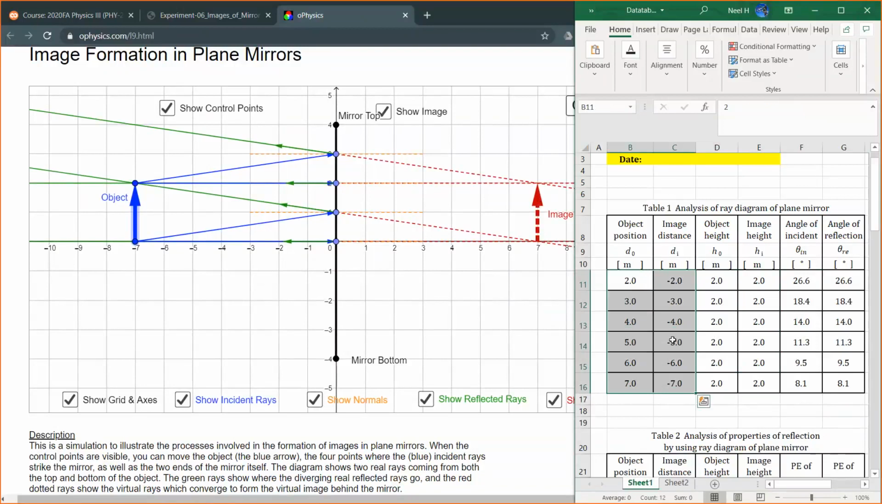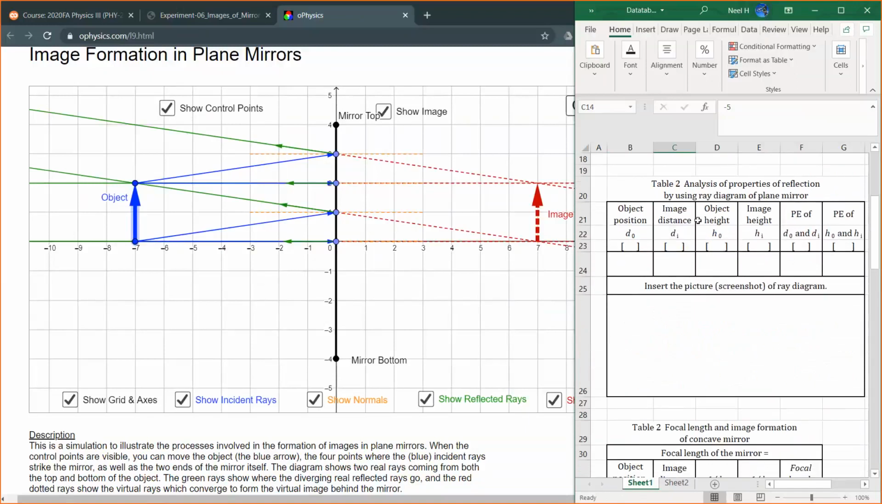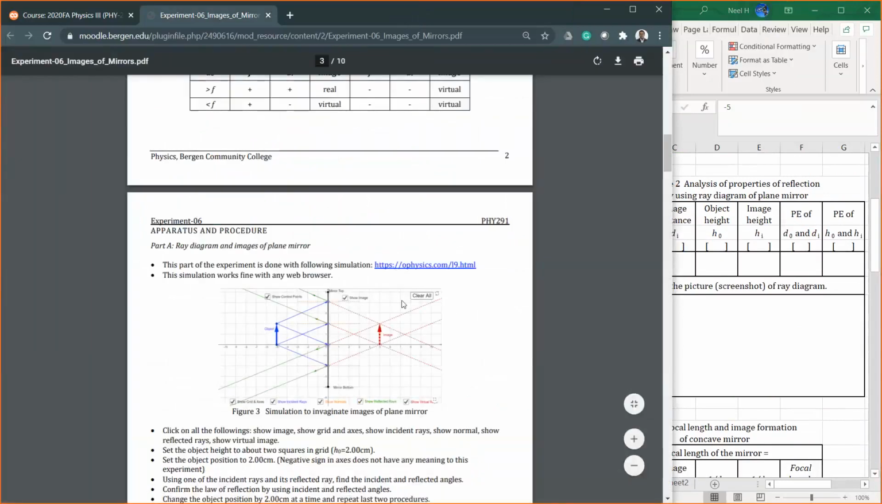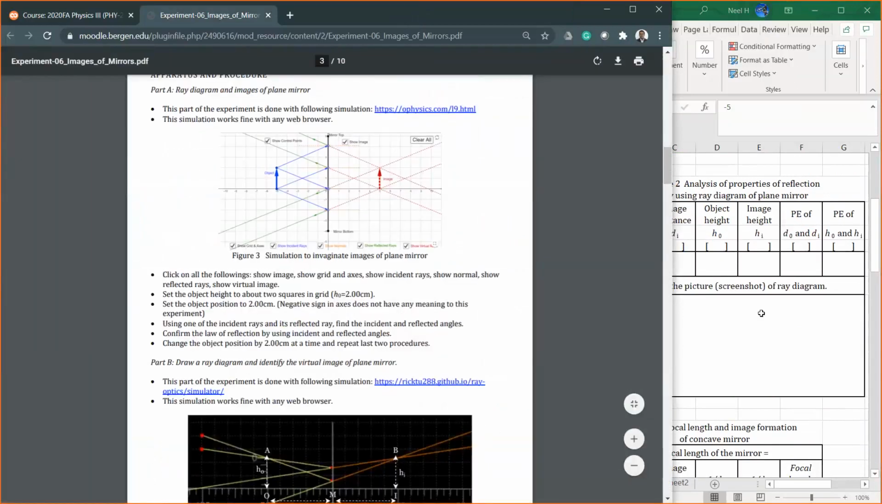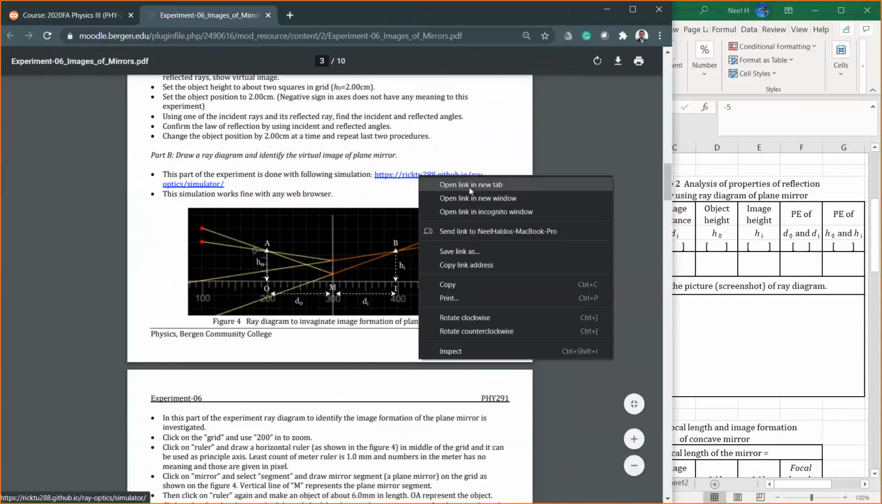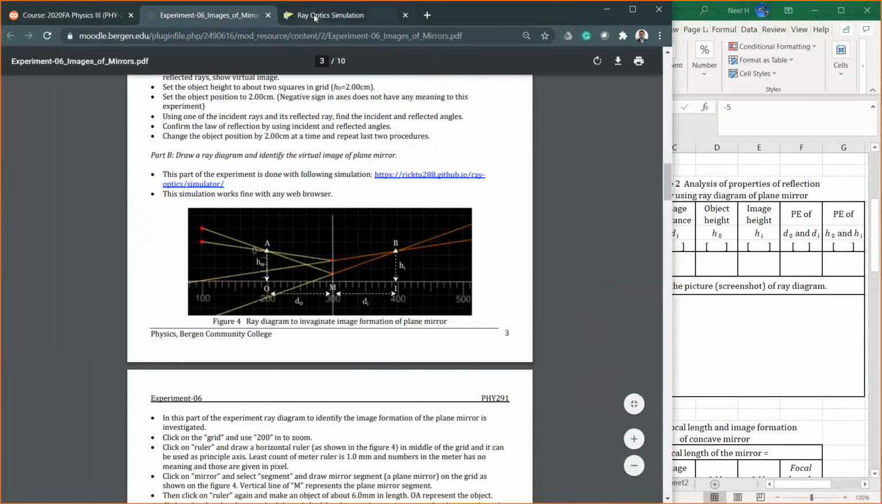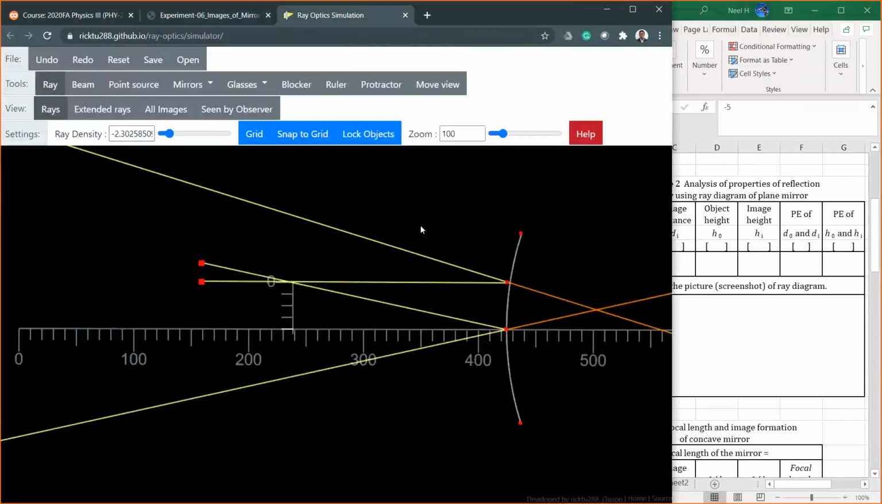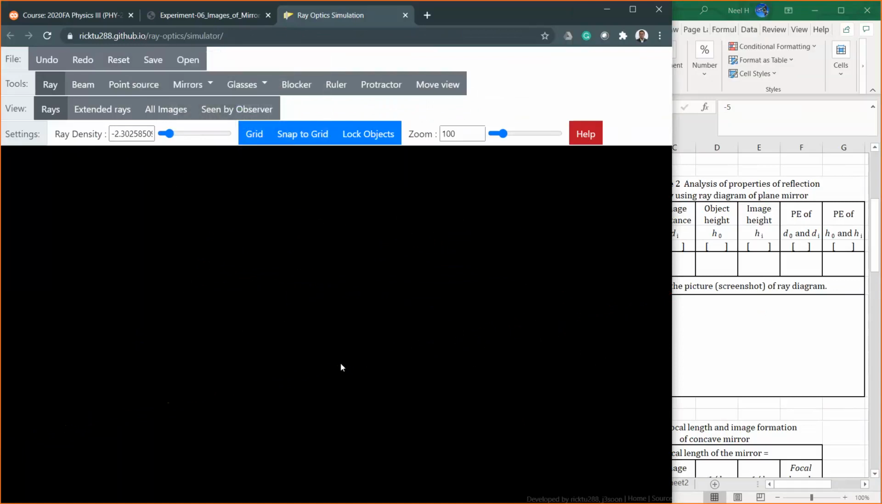Okay, that's the idea. Let's go into table 2. In table 2, what we're going to do is draw the ray diagram of the same plane mirror, but by using a different simulator. We're going to create the ray diagram that you observed earlier ourselves. Click on this simulator right here. All right, now you can see a new simulator, and in that simulator you have to reset first. Reset the whole thing, then let's draw that diagram.